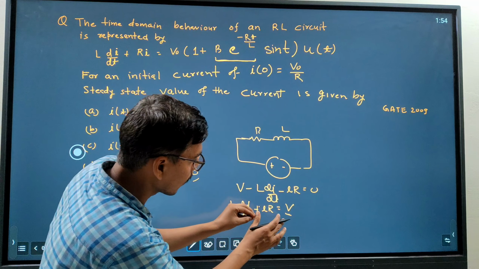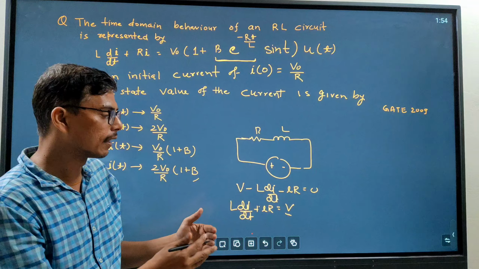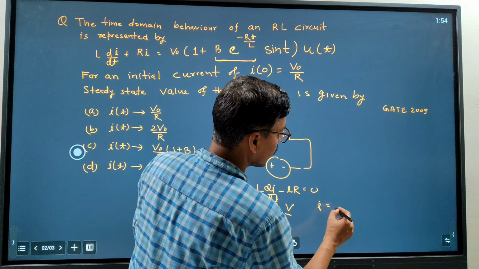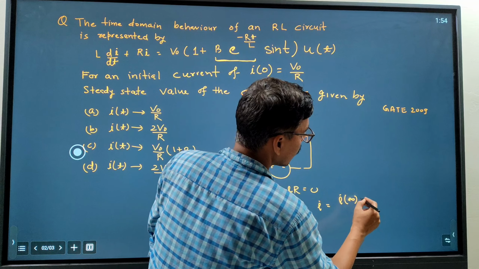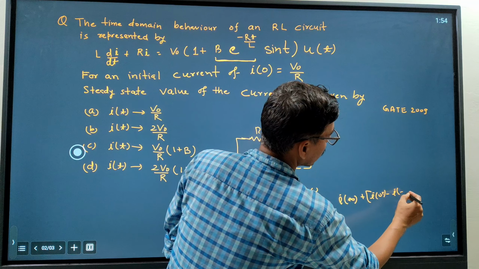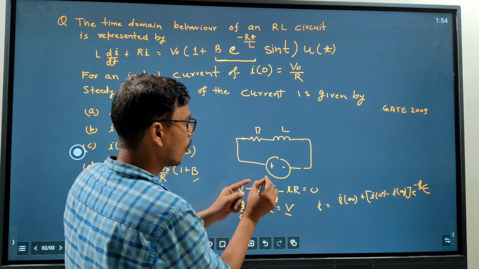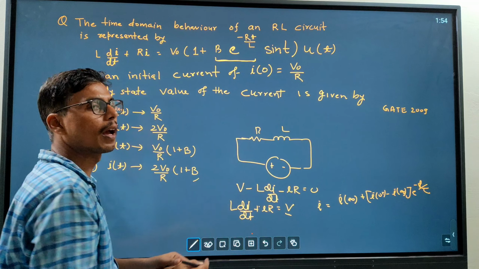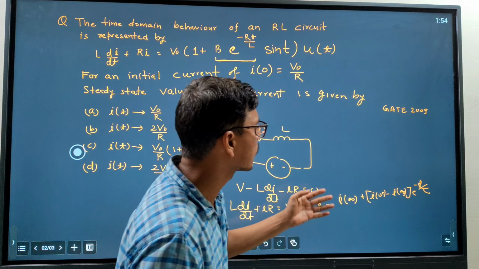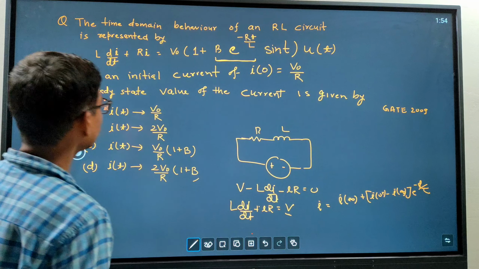Just concentrate here. For this we have already seen the solution. It comes out to be I infinity plus I0 minus I infinity times e to the power minus t upon tau. For this condition, when it is excited by a constant DC source, we have already derived this. Multiple times I have written this expression, I as a function of time.